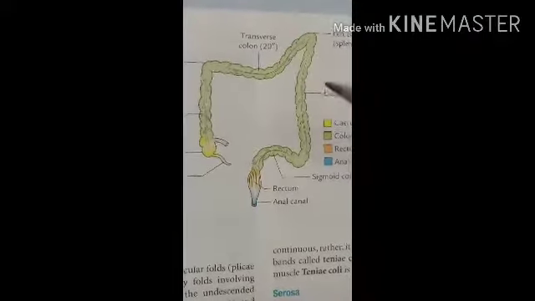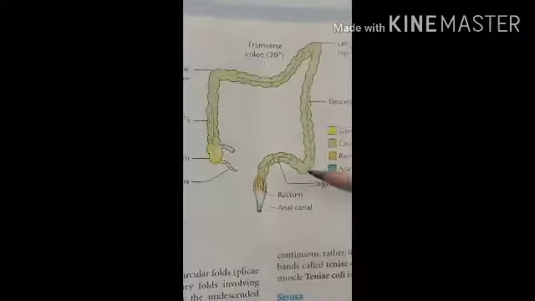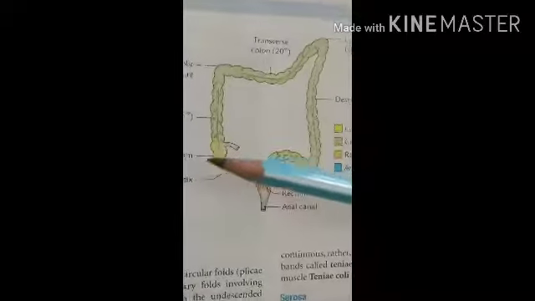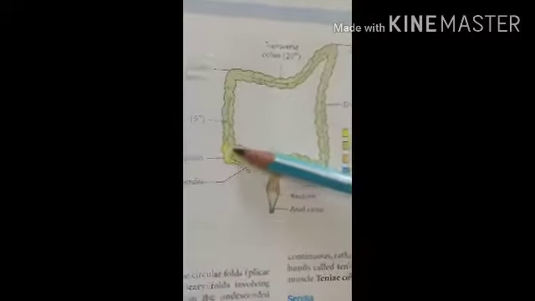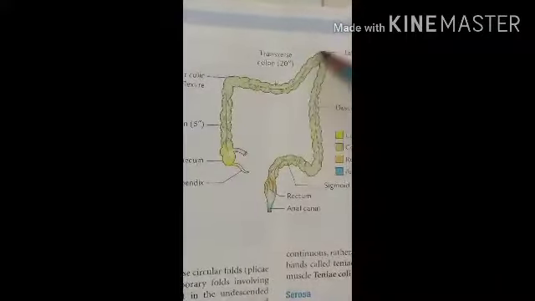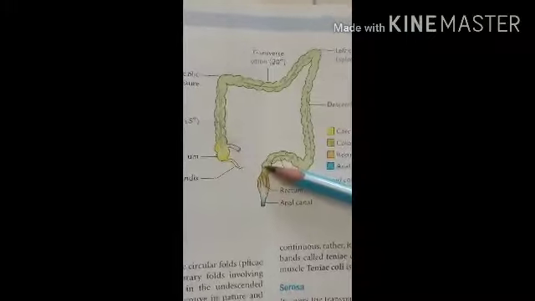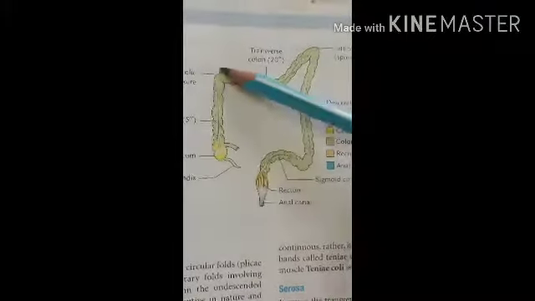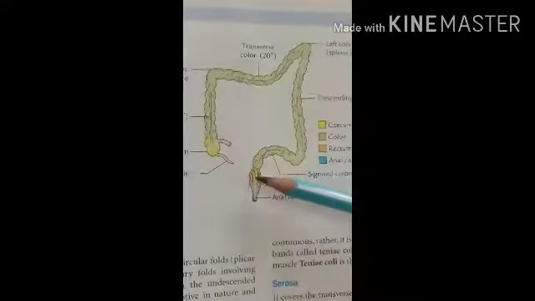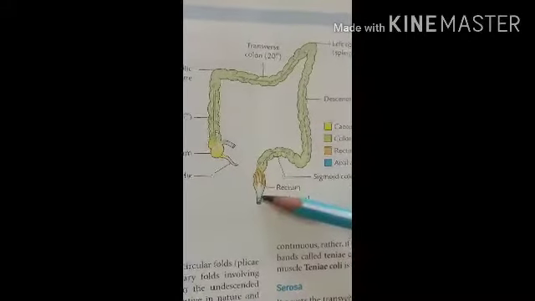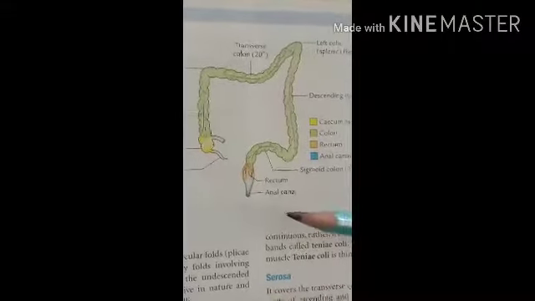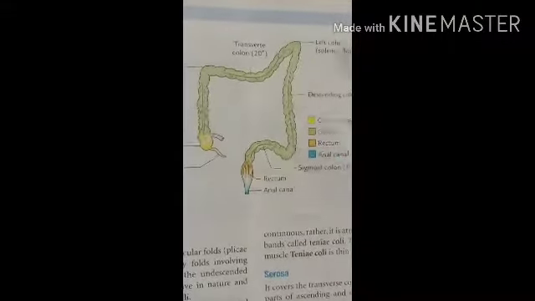After that we have to see the parts of the large intestine. For descriptive purposes, the large intestine is divided into the cecum and the appendix. Here you can see this is the cecum and this is the appendix. Then the colon means the total part in green color, and this colon is divided into the ascending colon, transverse colon, descending colon and the sigmoid colon. Then the next part is the rectum, and the last part is the anal canal. So let's see the structure of the large intestine.